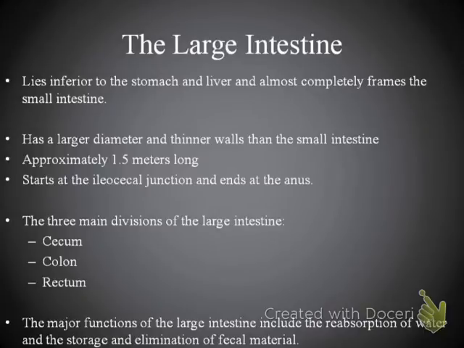The large intestine lies inferior to the stomach and liver and almost completely frames the small intestine. It has a larger diameter and thinner walls than the small intestine and is approximately 1.5 meters long. So, basically, it's about 4.5 feet in length, much shorter than the small intestine. It starts at the ileocecal junction and ends at the anus. There are three main divisions of the large intestine, which are the cecum, colon, and the rectum. The major functions of the large intestine include the reabsorption of water and the storage and elimination of fecal material.